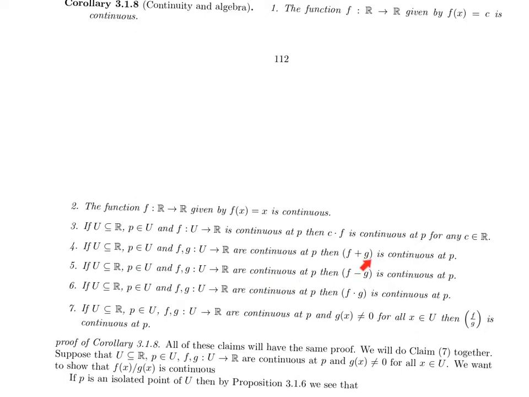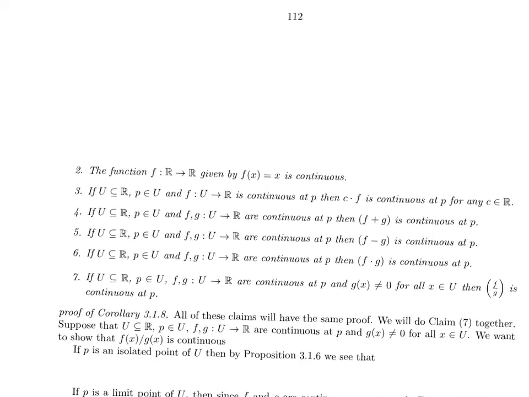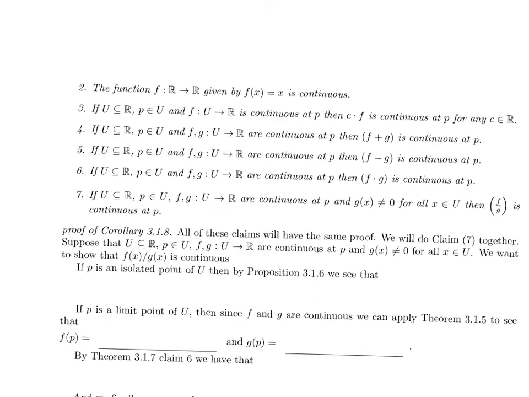If you take two functions and add them together, and both of those functions are continuous at p, then the sum is continuous at p. If two functions are continuous at p, then their difference is continuous at p. If two functions are continuous at p, then their product is continuous at p. If two functions are continuous at p, and g of x is not equal to 0 for all x in the domain, then the quotient is continuous at p. And this is labeled as a corollary of that theorem.